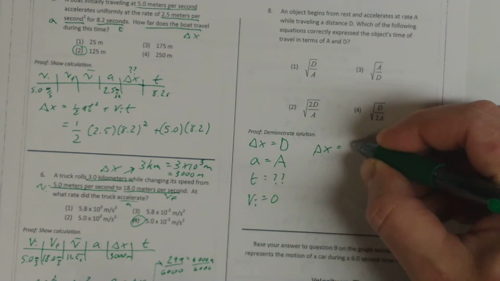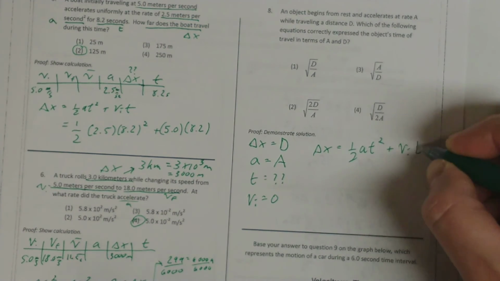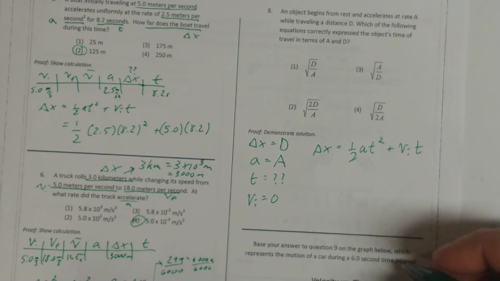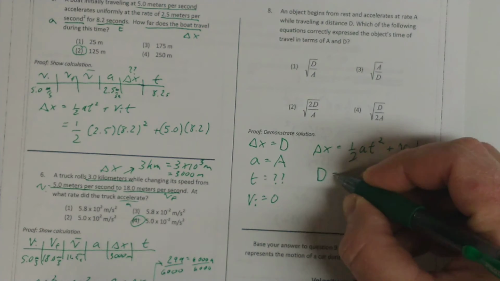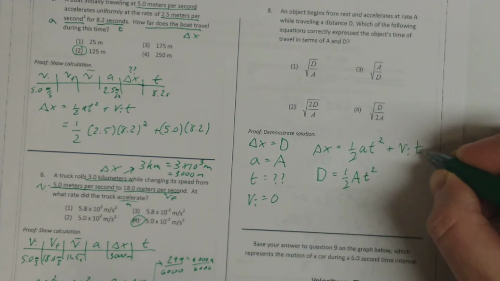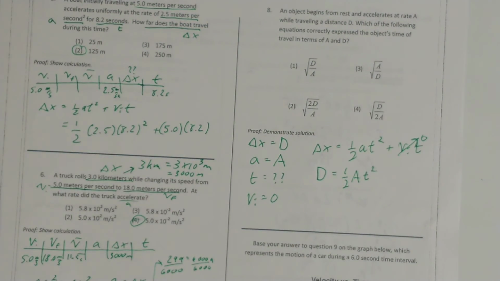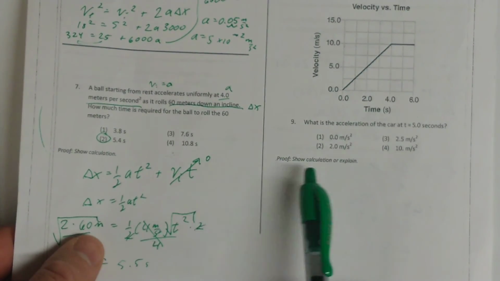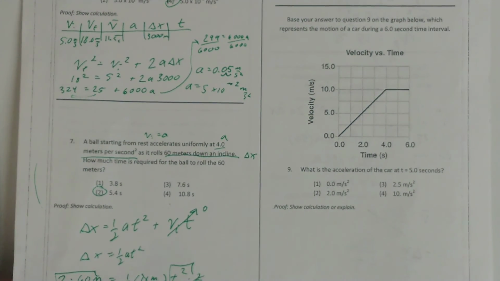Delta X equals 1/2 AT squared plus V initial T. And this is kind of a cool one. You're going to plug in the variables, the letters D for delta X and capital A for lowercase a. I really like this question, actually. This term goes to 0. Then you're going to solve for T and see what you get. All right? I hope you all can do number 9. That's kind of more of the way that we've been studying kinematics.